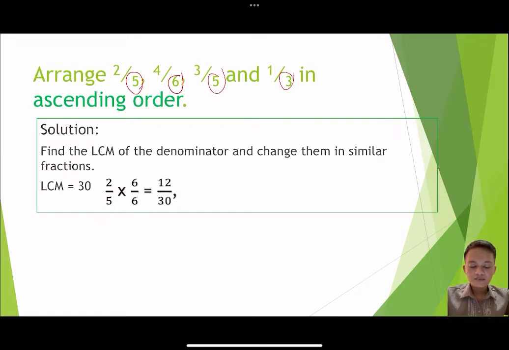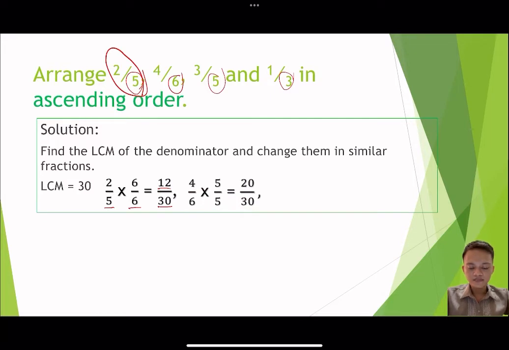Now, para maging similar fractions silang lahat, we are going to multiply the numerator and denominator of each fraction by a number para maging 30 yung denominator niya. So, for the first fraction, we have 2/5. Para maging 30 yung 5, we have to multiply 5 by 6. So, 5 times 6 is 30. And 2 times 6 is 12. Therefore, the first fraction is 12 over 30.